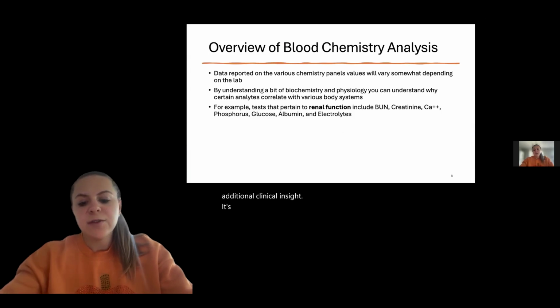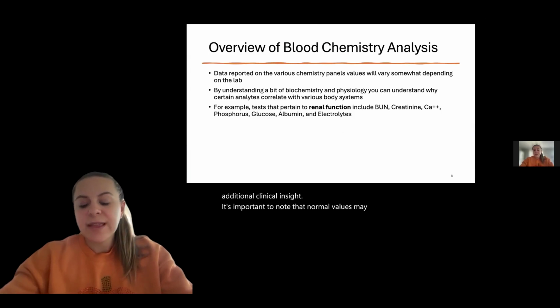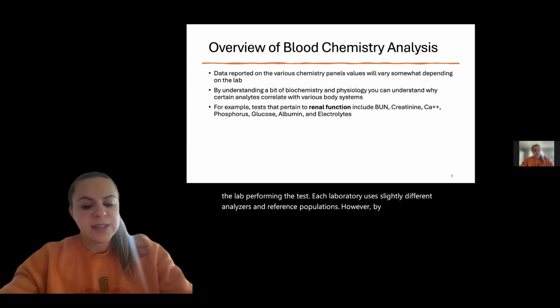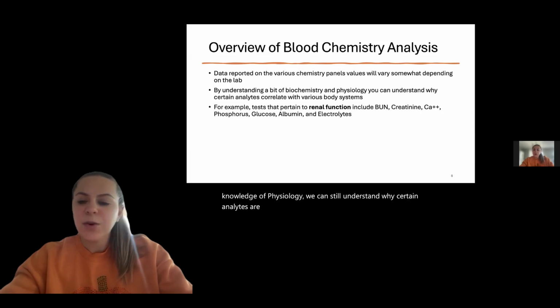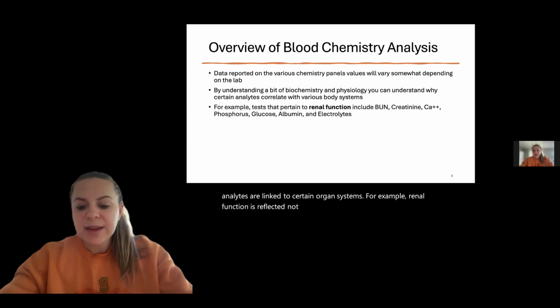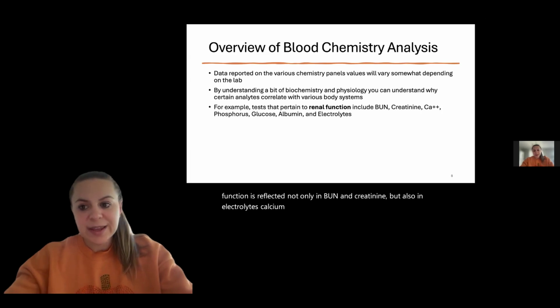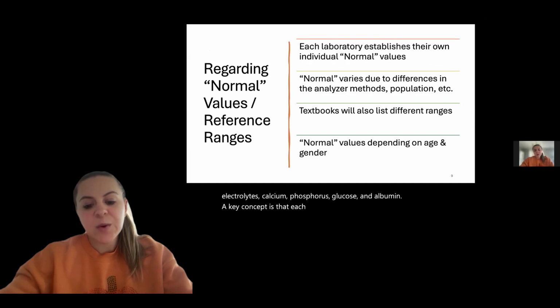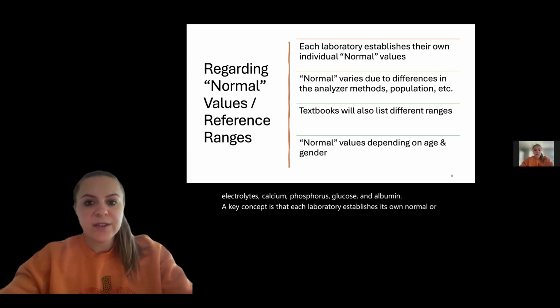It's important to note that normal values may vary depending on the lab performing the test. Each laboratory uses slightly different analyzers and reference populations. However, by applying our knowledge of physiology, we can still understand why certain analytes are linked to certain organ systems. For example, renal function is reflected not only in BUN and creatinine, but also in electrolytes, calcium, phosphorus, glucose, and albumin.